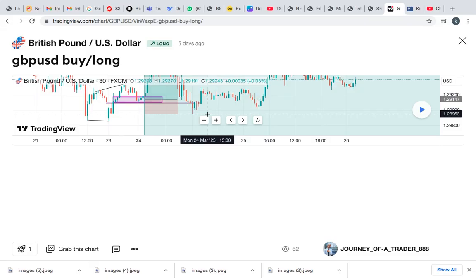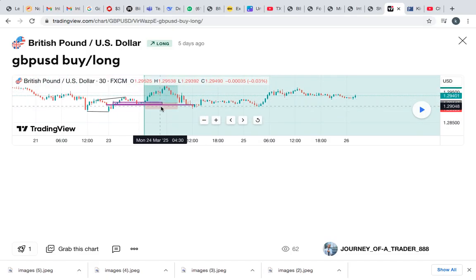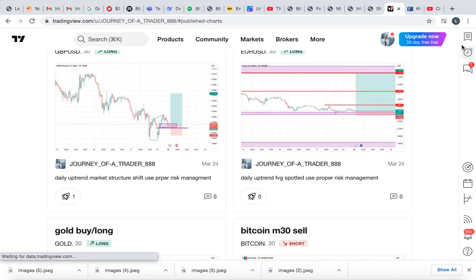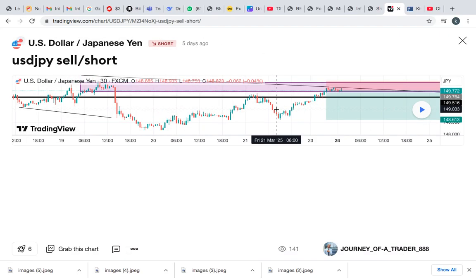Probably okay. I don't know if it did, but that was a very good trade. There was little drawdown from the time of inception of the trade. So we can go now to the next trade that happened on the 24th.